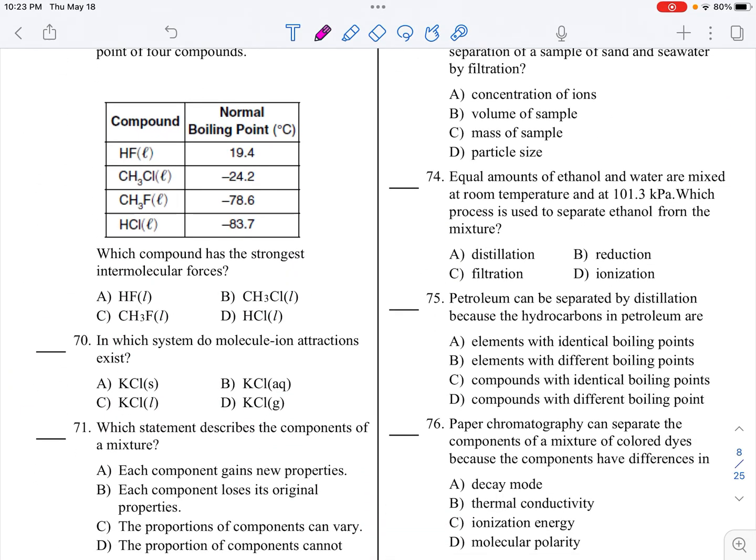Okay, so once again, the strongest intermolecular forces are going to take the longest to boil, thus have the highest boiling point. So which of the following has the highest boiling point? Hydrogen fluoride, choice A.